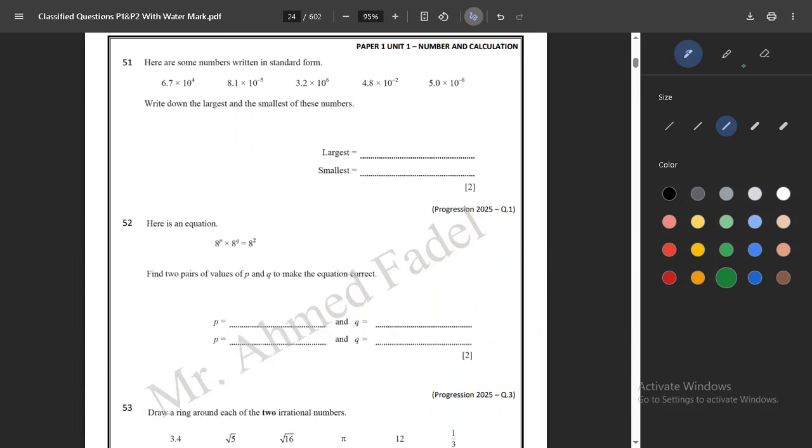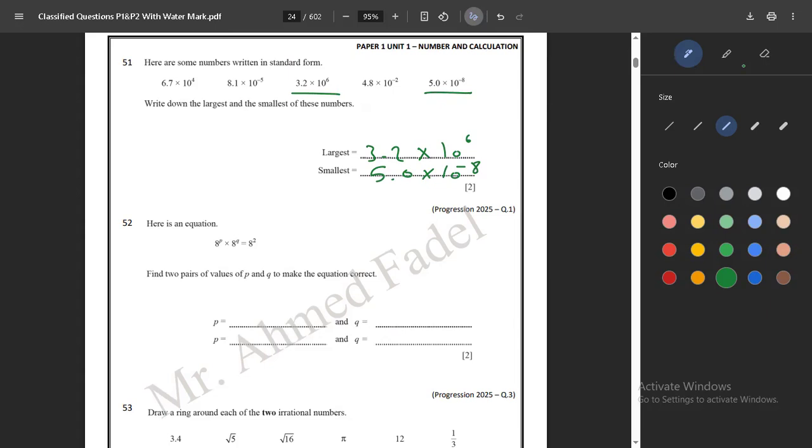Here are some numbers written in standard form. Write down the largest and the smallest of these numbers. The largest one is the one with the highest power, which is this one. So 3.2 times 10 to the power of 6. The smallest is the one with the smallest power, which is this one. 5.0 multiplied by 10 to the power of negative 8.